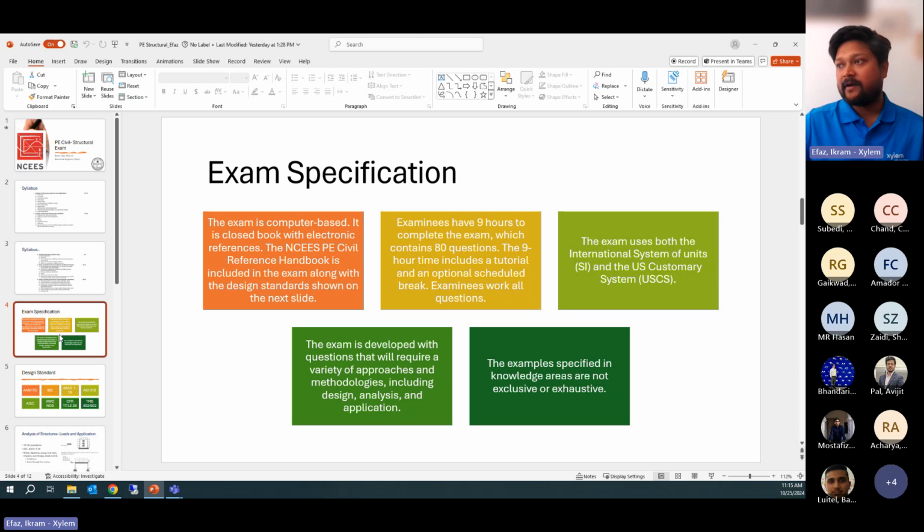The second part is that the exam is basically 9 hours, and there will be 80 questions. There will be both US units and international units.